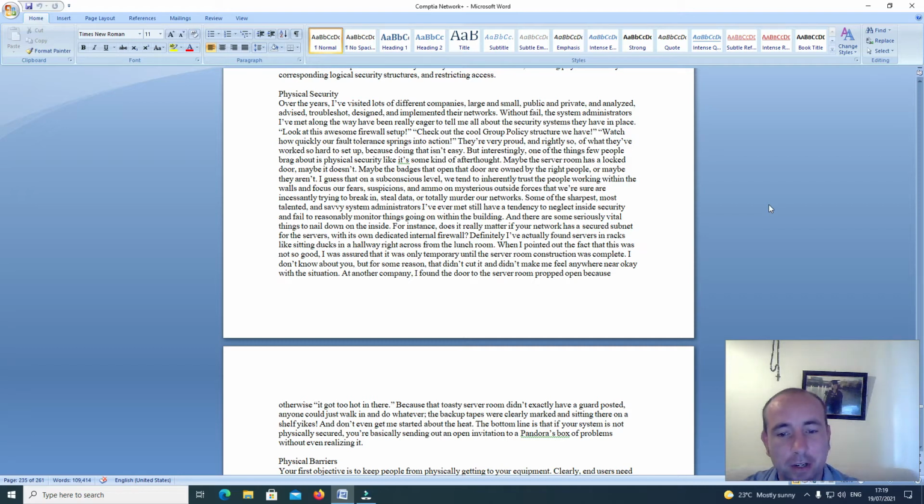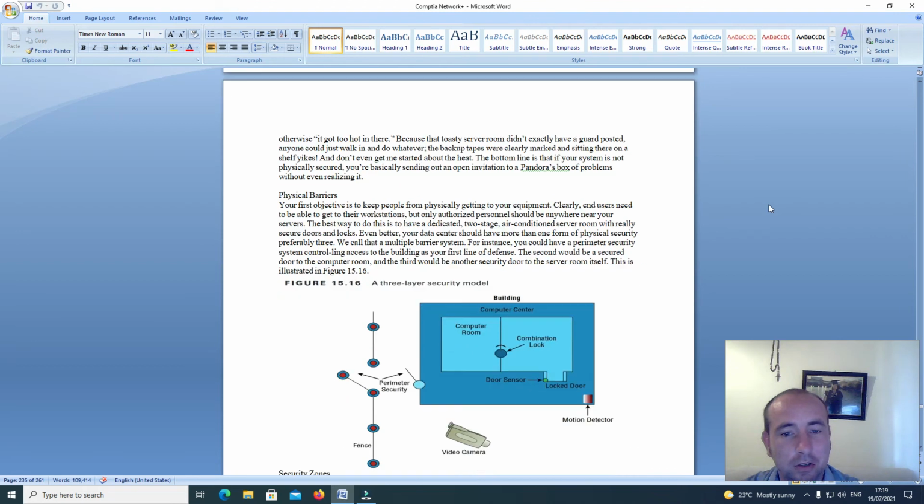At another company, I found the door to the server room propped open because otherwise it would get too hot in there. Because the toasty server room didn't exactly have a guard posted, anyone could just walk in and do whatever. The backup tapes were clearly marked, sitting there on a shelf. Yikes. And don't even get me started about the heat. The bottom line is that if your system is not physically secure, you're basically sending out an open invitation to Pandora's box of problems without even realizing it.